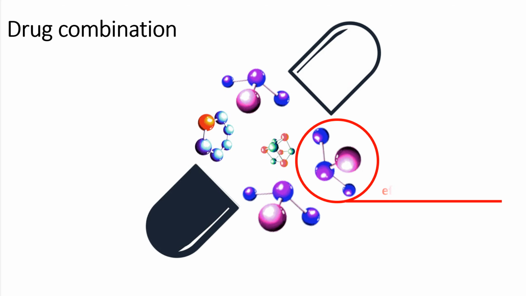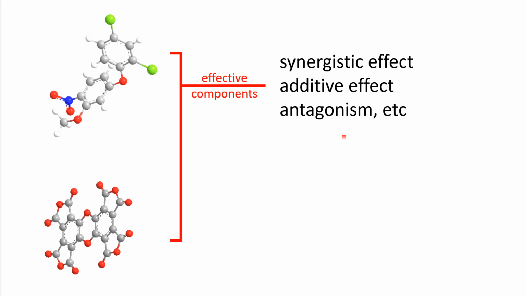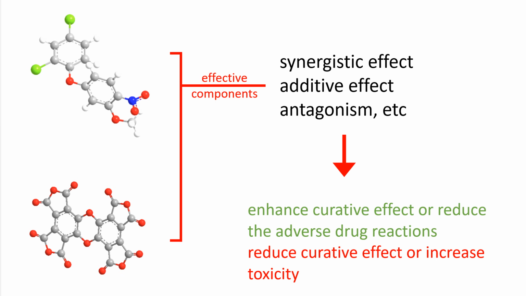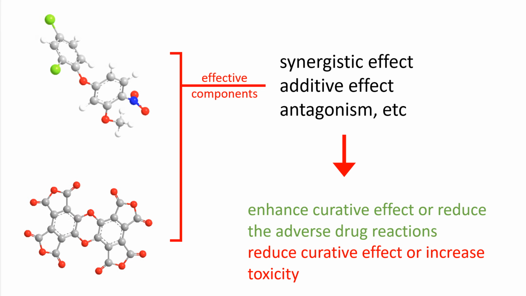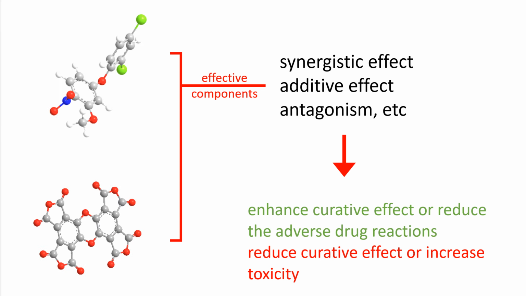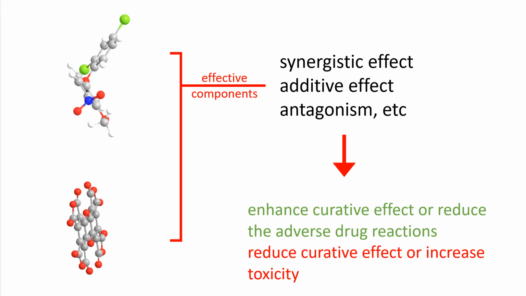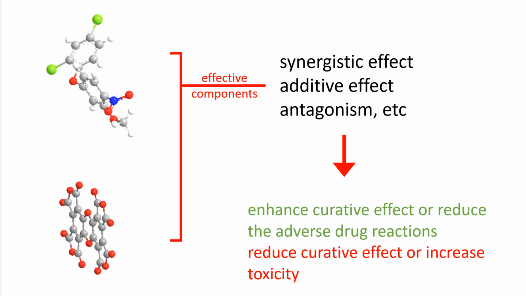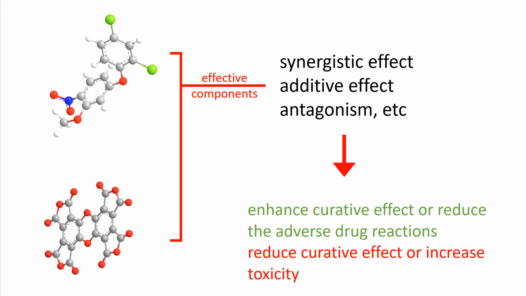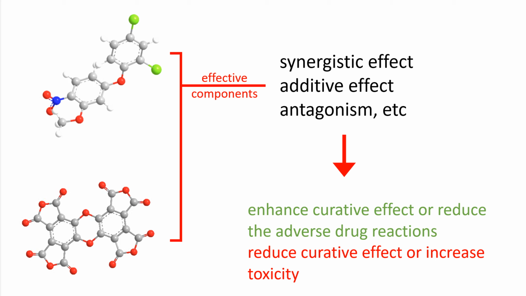A drug is made up of effective components and auxiliary components. When two or more drugs are used together, effective components may cause changes of pharmacodynamic effect, which include synergistic effect, additive effect, and antagonism. Reasonable drug interactions can enhance curative effect or reduce adverse drug reactions, but unreasonable drug interactions may reduce curative effect or increase toxicity.